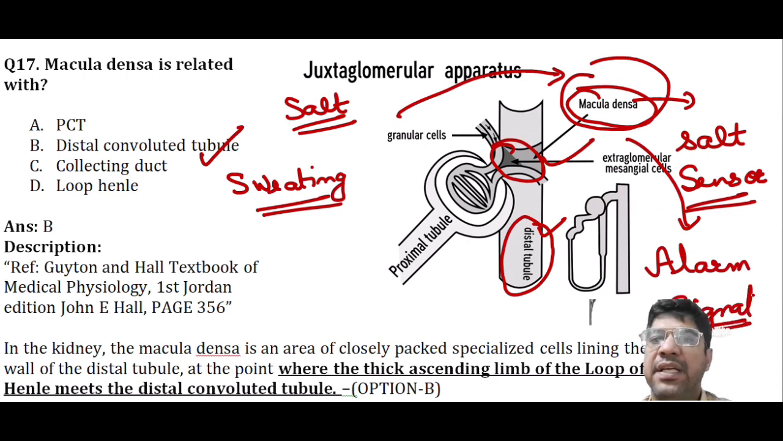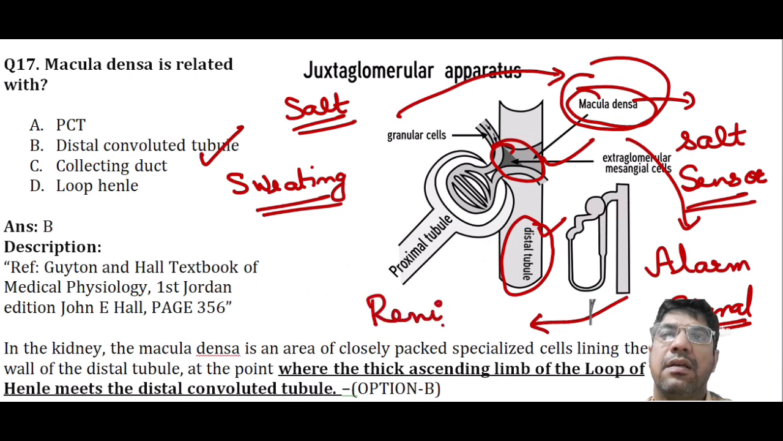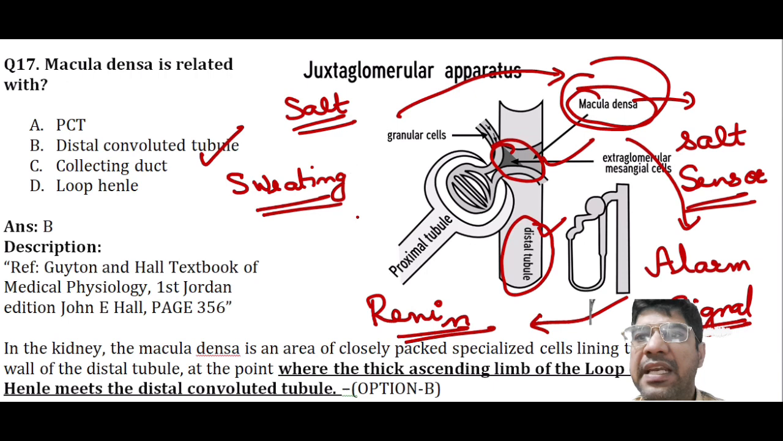So the alarm signal is triggered by a substance called renin. This alarm signal would trigger a substance that is known as renin, that is released by the kidney. So the renin starts a chain reaction creating something called angiotensin 2.